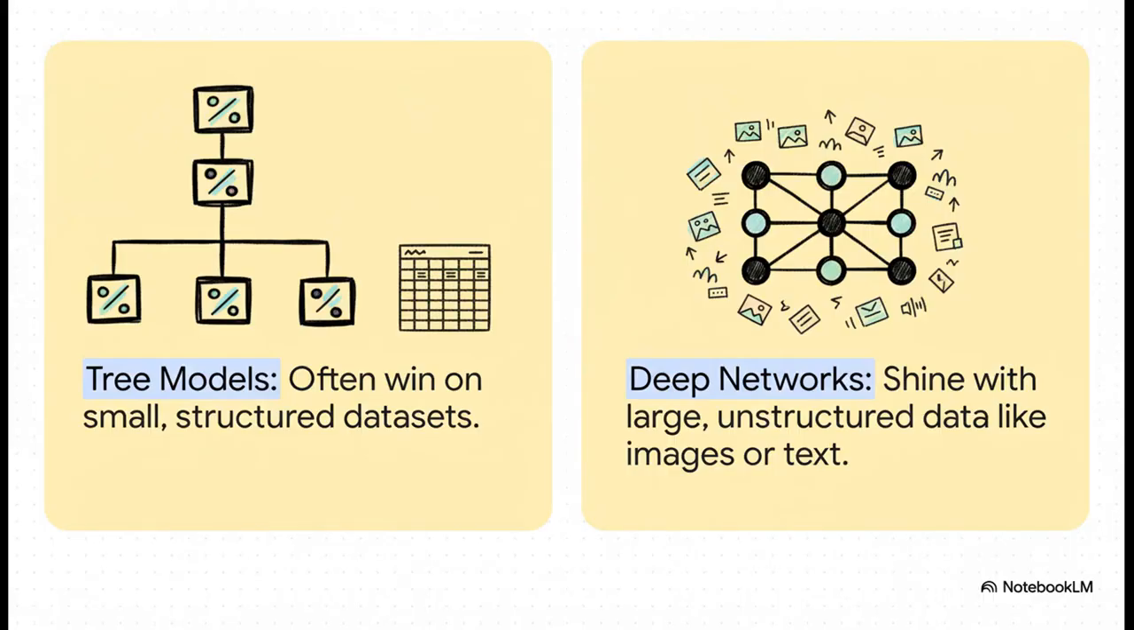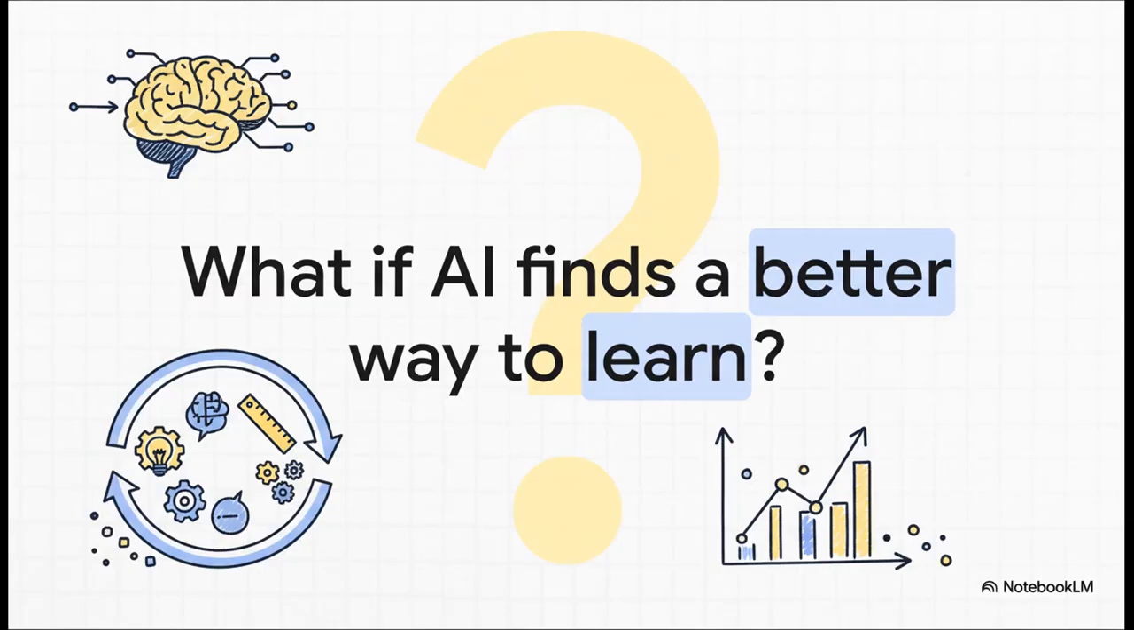But I gotta clear something up. You always hear about deep learning, right? Which just means a network with a ton of layers. But is deeper always better? The answer is nope, not at all. For clean, structured data, like a spreadsheet, older, simpler models are often way better. Deep learning really starts to shine when you have massive, messy, unstructured data, like millions of images or all the text on the internet.